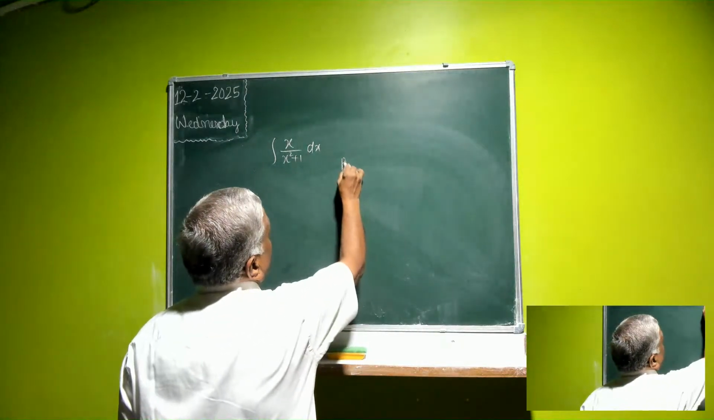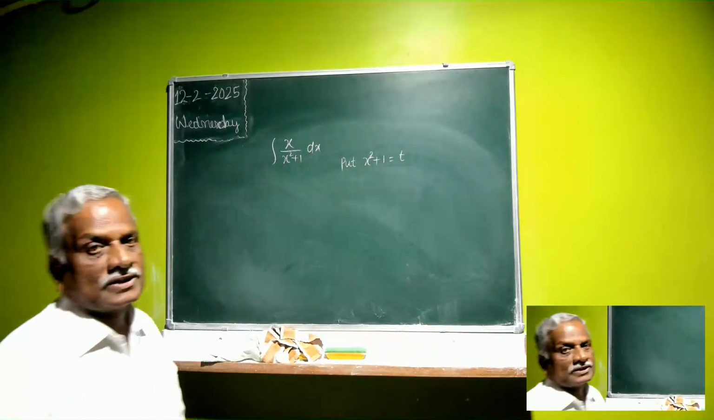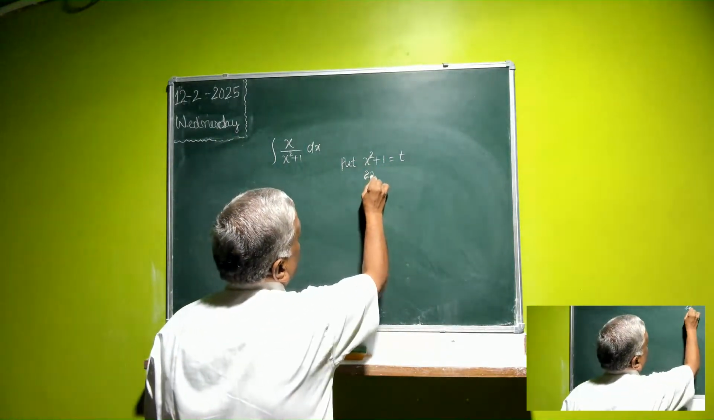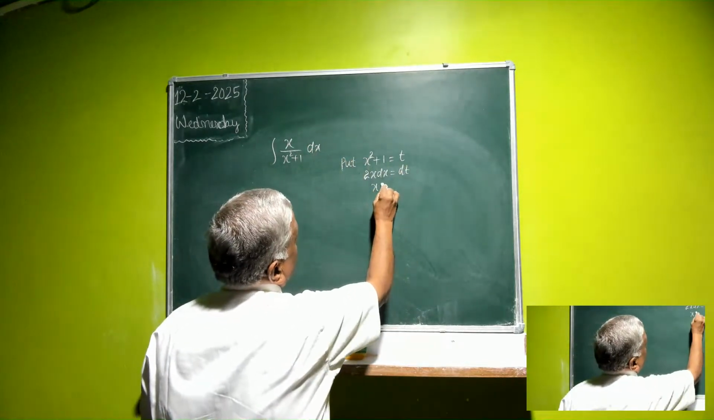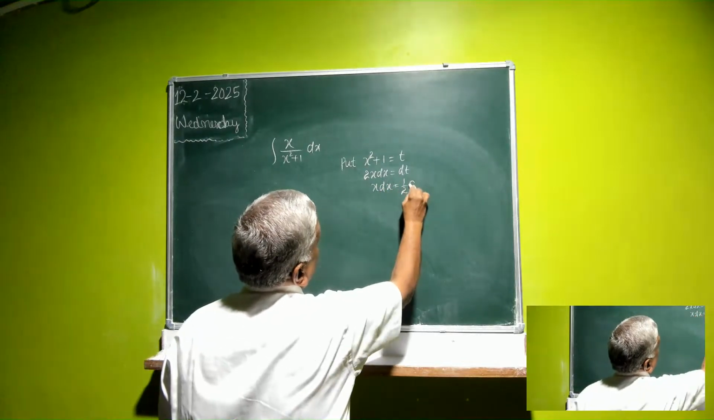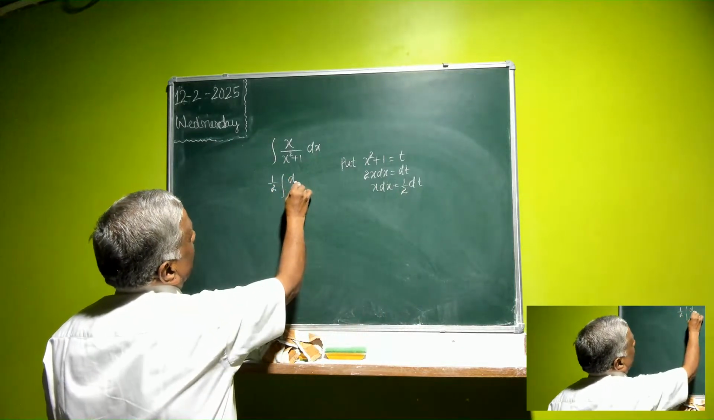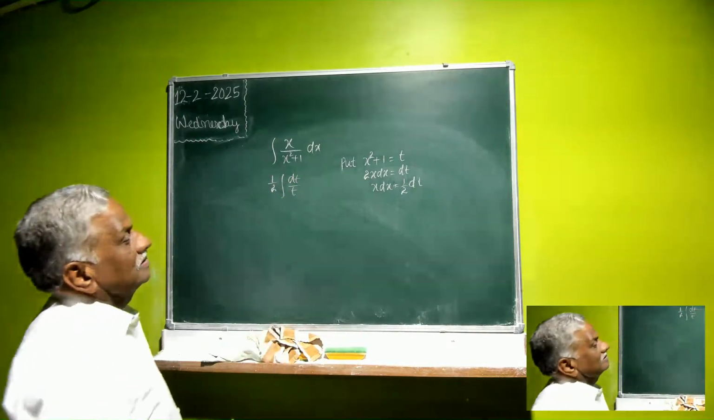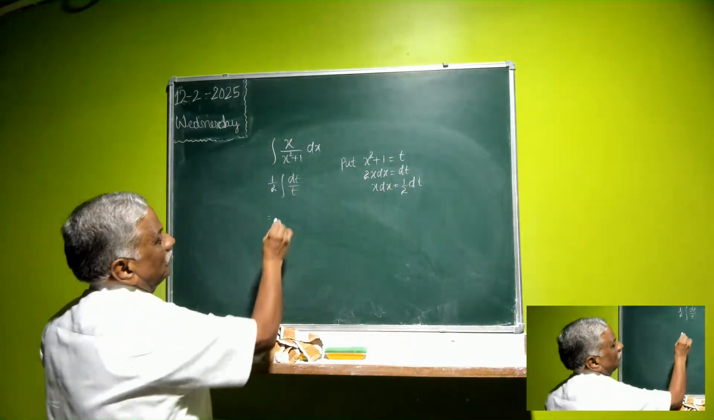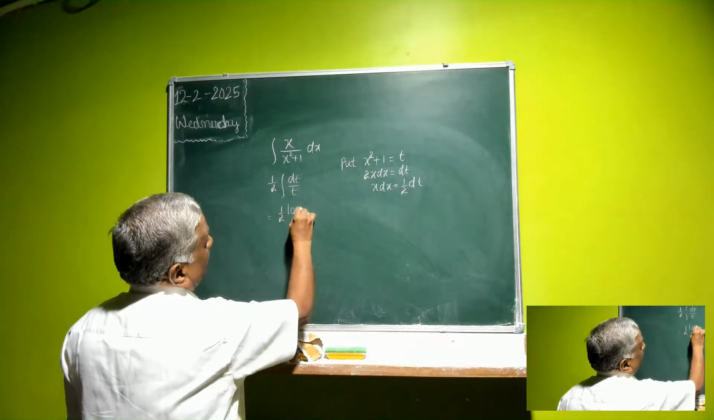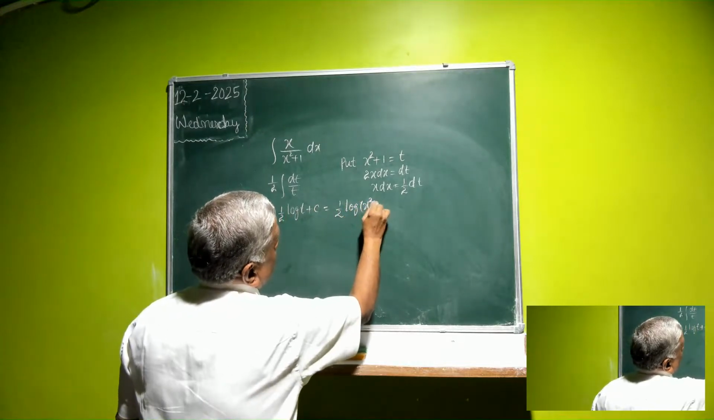So put x squared plus 1 equals t. Let us differentiate this. I get 2x dx equals dt. But I have x here. So what is x dx? It is half dt. Half is a constant, I keep it outside. Dt over t, because x squared plus 1 we have called t. So now it is a standard integral, which is nothing but log t plus c. That is half log, and what is t? x squared plus 1.